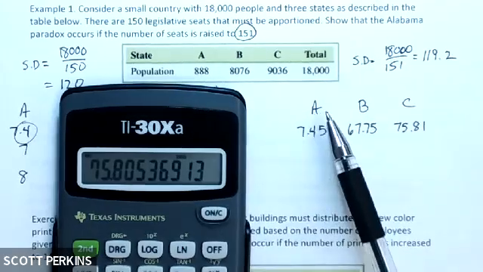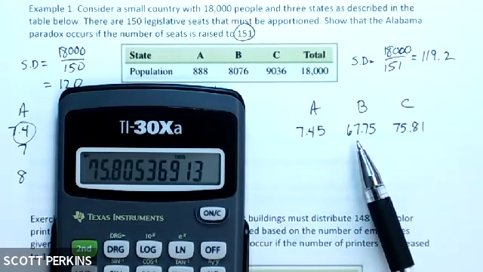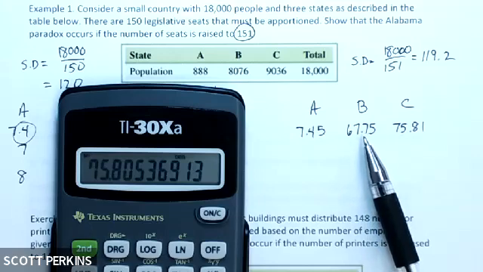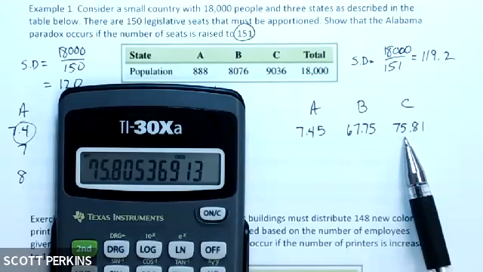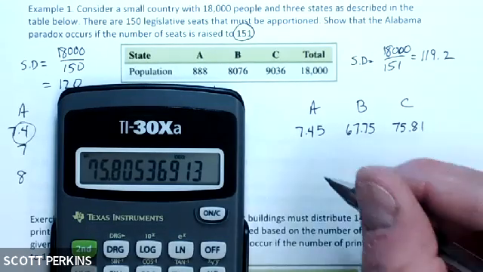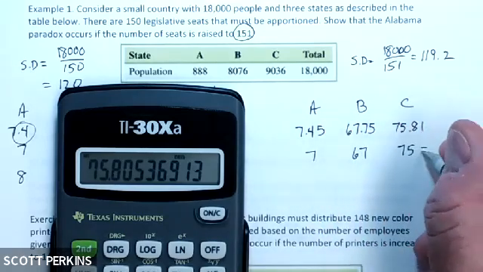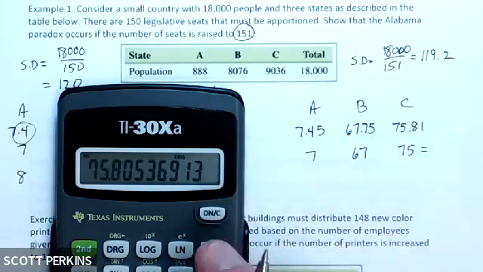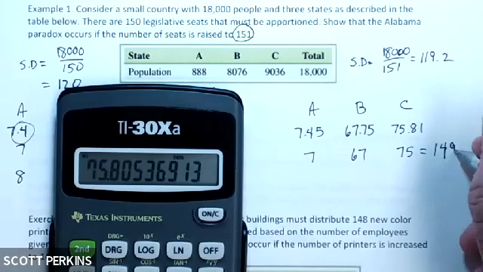So the 888 divided by 119.2 gave 7.45. The 8,076 divided by the 119.2 gave 67.75. And the 9,036 divided by 119.2 gave 75.81. So Hamilton says truncate. Once again, that right there turns out to be 149, right? Am I right on that?